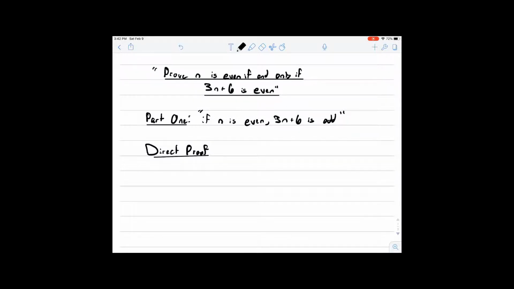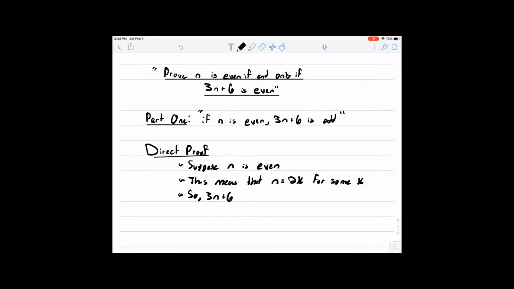As with all other direct proofs, we start by making an initial claim. Suppose n is even. By the definition of an even number, this means that n equals 2k for some k. This is because 2 times any number will always be even. Now, we can plug n back into the 3n plus 6 equation. So, 3n plus 6 equals 3 times 2k plus 6.